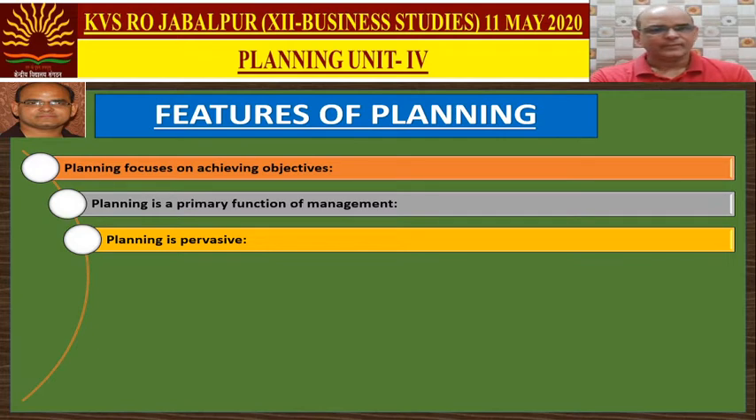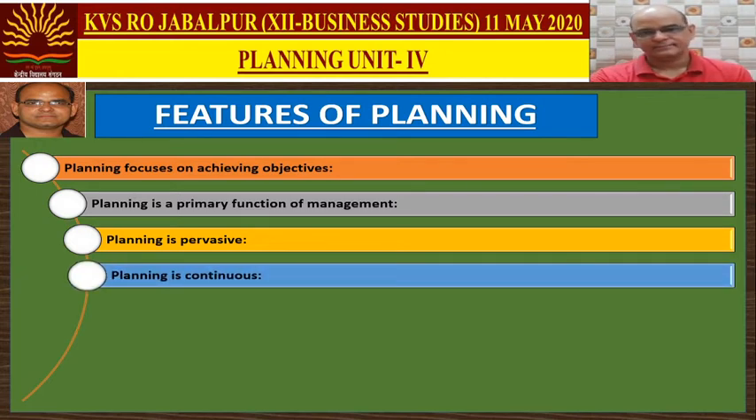Planning is pervasive. It prevails in all types of organizations and at all levels, let it be lower level, medium level, or top level of management. However, the degree of planning is more at top level, because planning is considered the primary function of the top level managers. Gradually it reduces at lower levels, because at lower levels execution is more important and planning is less important. At top level planning is more important and the rest of the functions are less important.